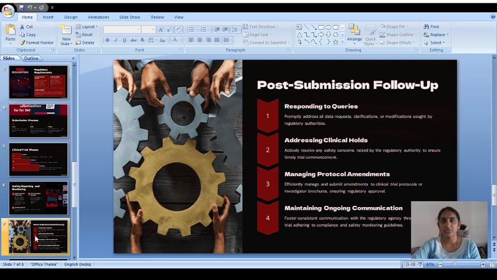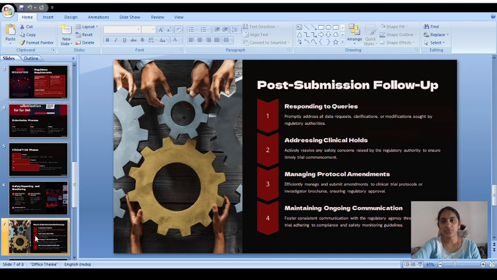And next, post submission follow-up. Post submission follow-ups include responding to queries. Responding to queries involves promptly addressing all data requests, clarifications, or modifications sought by the regulatory authorities. And we should address clinical holds. Actively resolve any safety concerns raised by the regulatory authority to ensure timely trial commencement.